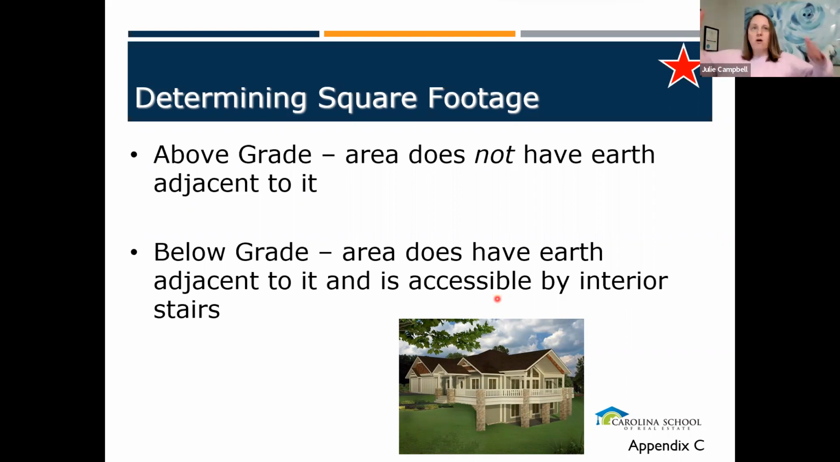Below grade is when any one of the four sides touches earth. So above grade, nothing's touching earth. I don't know how well you can see this picture, but down here there's a basement that comes out to this patio. You see this whole side touches earth, and because this whole side touches earth, it's considered below grade. Most appraisers are going to put less value on the basement, on the below grade. Again, that's not so much for us, but we need to understand the difference. It may help us help the seller determine the pricing.